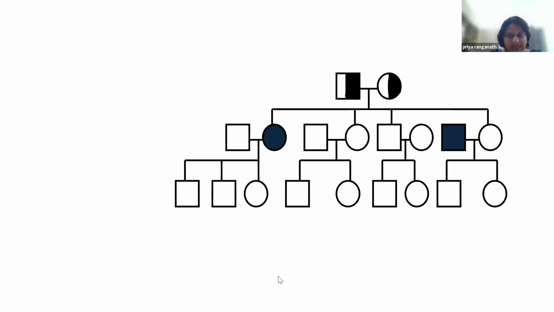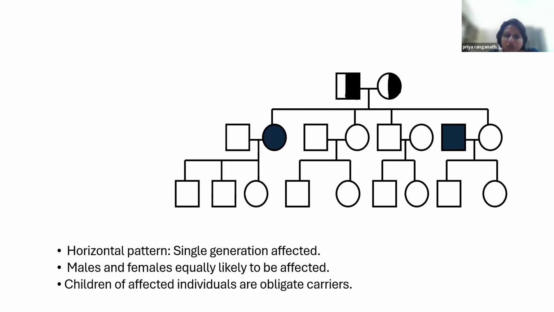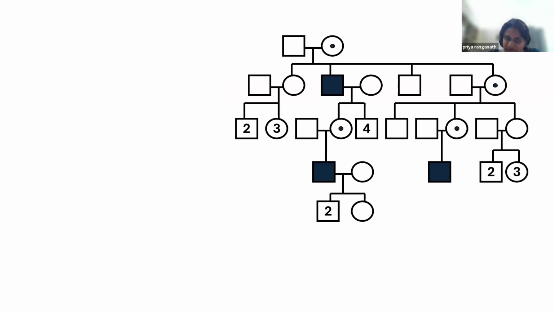Now here you are seeing this particular case. I think there's a horizontal pattern of inheritance, where a single generation is affected. Males and females are equally affected. Children have obligate carrier parents. The carrier status is shown in the parents there. So this is an autosomal recessive disorder.